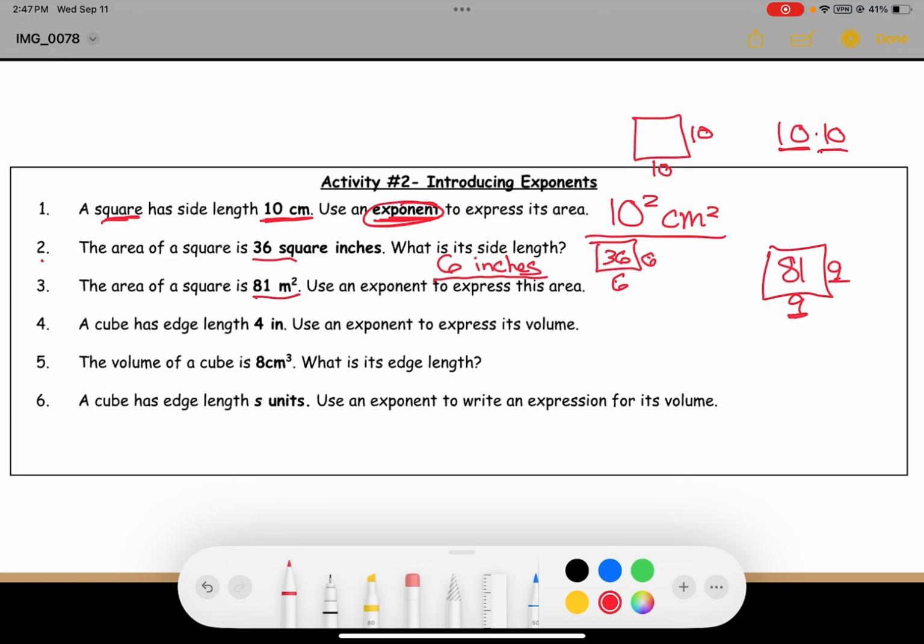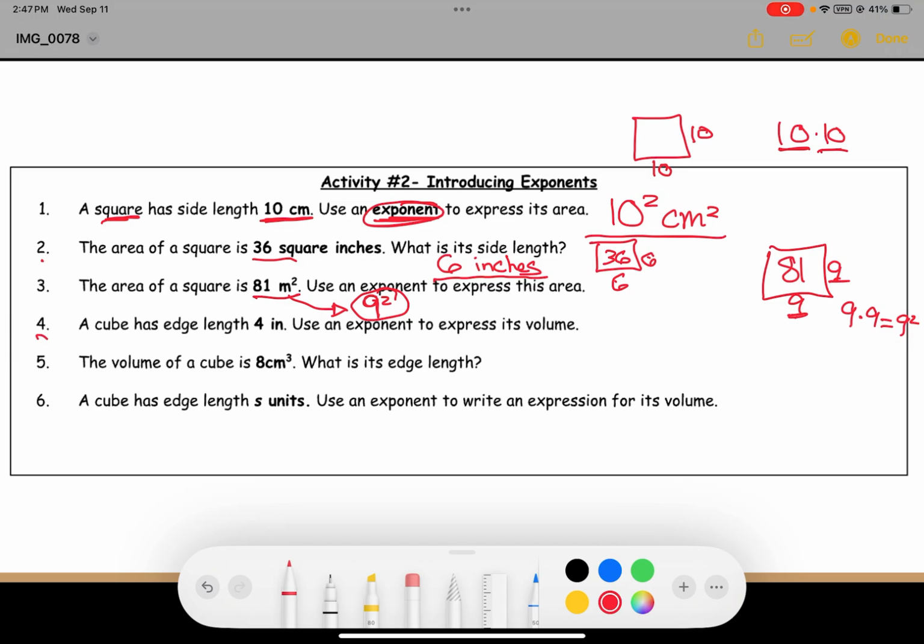So if I'm trying to write 9 times 9 as an exponent, that's 2 9s together, so 9 to the second power. So I could write it as 9 to the second power. That's the same as the area. 81 equals 9 to the second power, or 9 to the second power equals 81. So that's how we would write that one.